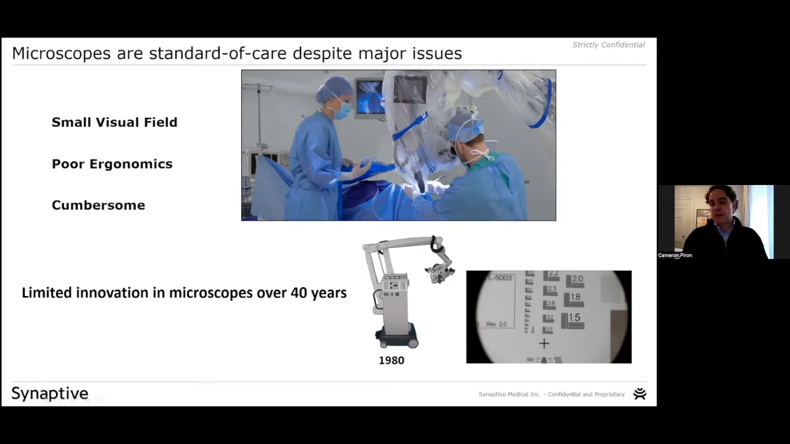The problem is it provides this kind of fisheye view where you have tunnel vision down to a specific point, but you lose the context of everything around you. And so there might be a bleed happening somewhere else that's filling your field that you don't see, because your attention is very focused. This technology is really the standard, and this is a photo of the company Zeiss, which developed the standard of care in operating microscopes in the 80s, but there hasn't been much innovation.